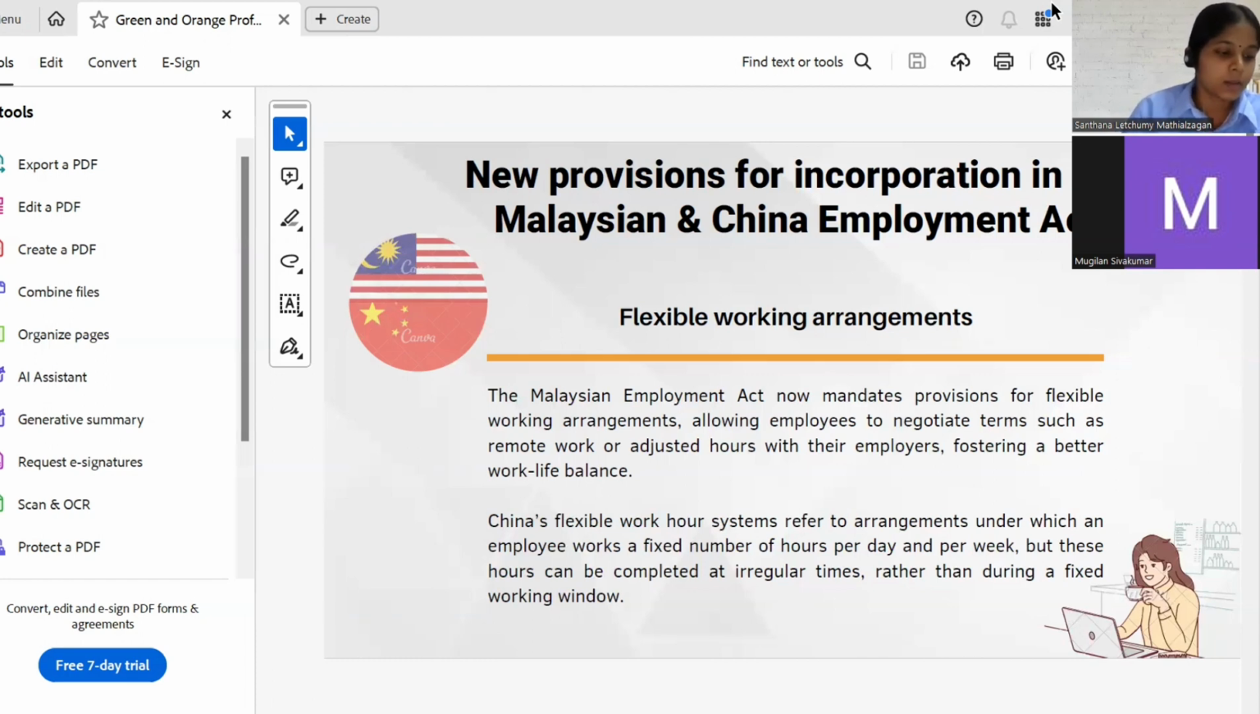From China, we can see the flexible working hour system refers to an arrangement under which an employee works a fixed number of hours per day and per week, but these hours can be completed at irregular times rather than during a fixed working window.